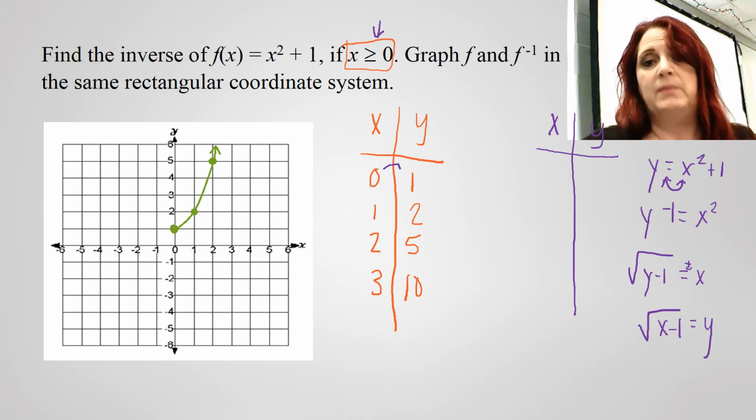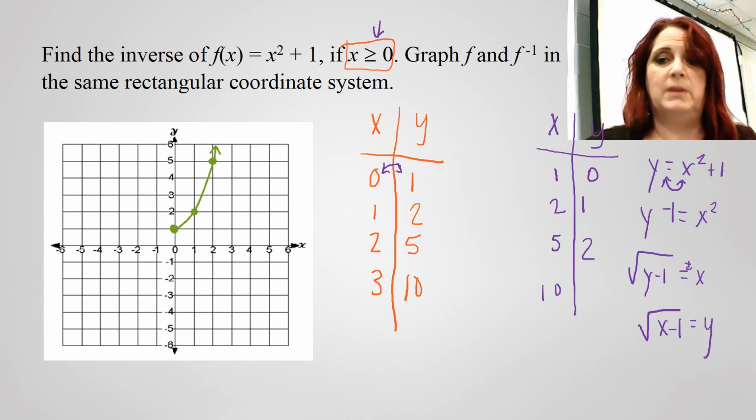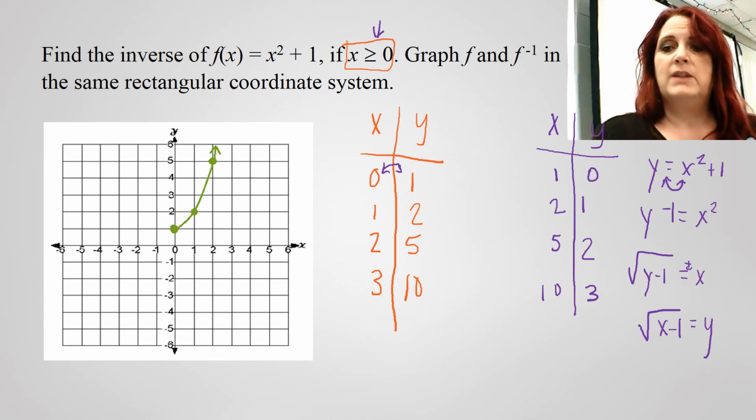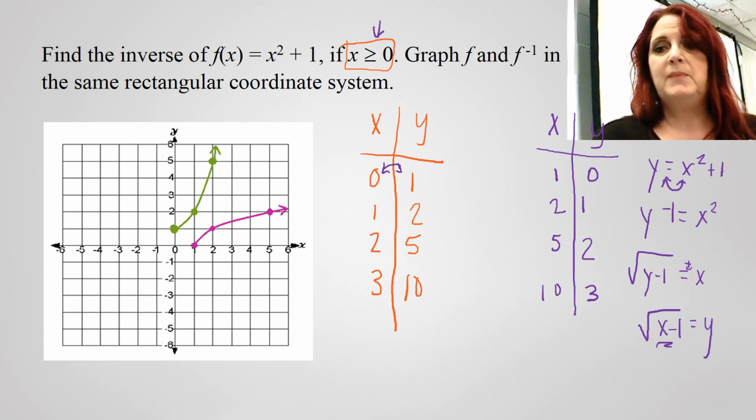But a simpler way is just, let's switch these. So it's going to be 1, 0, 2, 1, 5, 2, and 10, 3. You can always check. 10 minus 1 here is 9, and the square root of 9 is 3. And so they do give you those points. So let's take a look at what that graph looks like. And once again, please note that it is reflective over that diagonal line, y equals x.